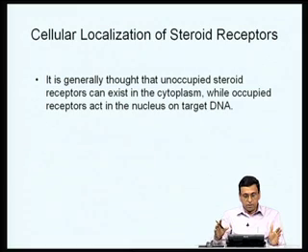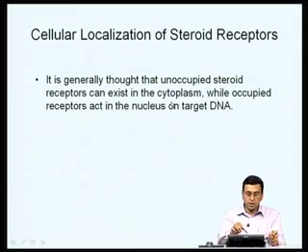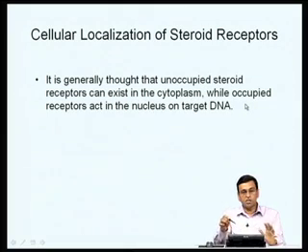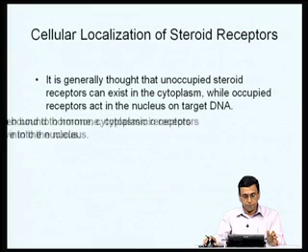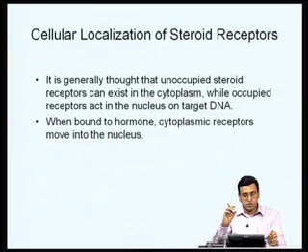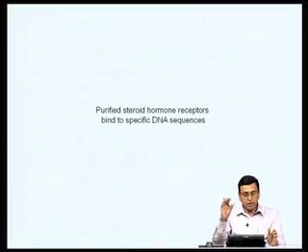So, this is what I have summarized of what I just told you here. It is generally thought that unoccupied steroid receptors can exist in the cytoplasm, while the occupied receptors act in the nucleus on specific target DNA sequences. But again, not much experimental evidence is available; it is mostly conjectural. So, when bound to the hormones, your cytoplasmic steroid hormone receptors move to the nucleus, and the purified receptors probably go and bind to specific DNA sequences.